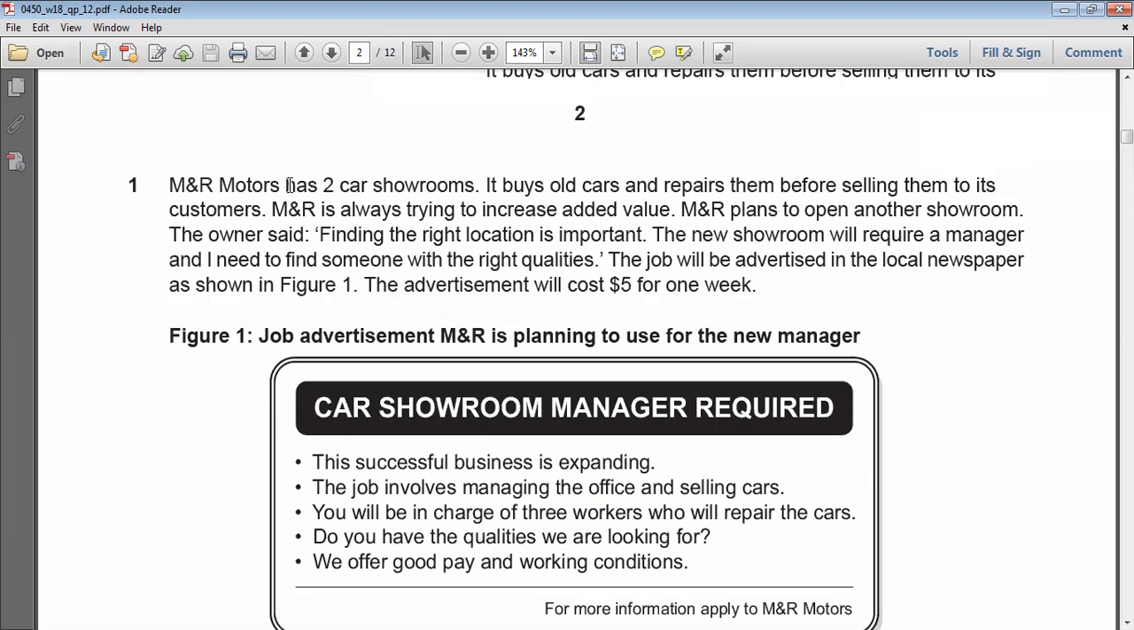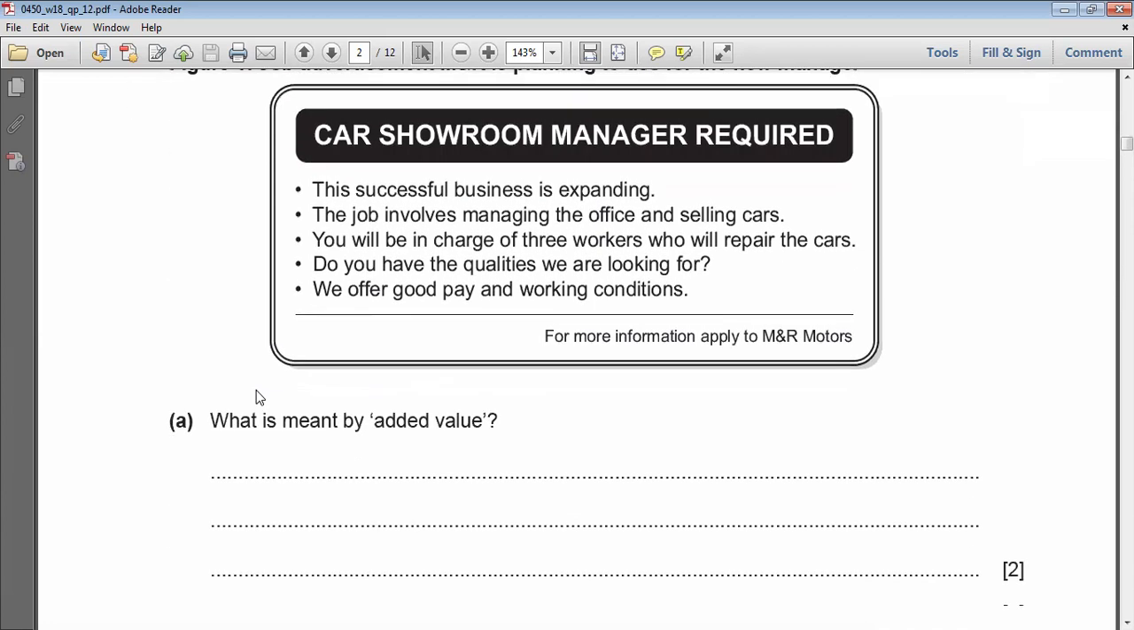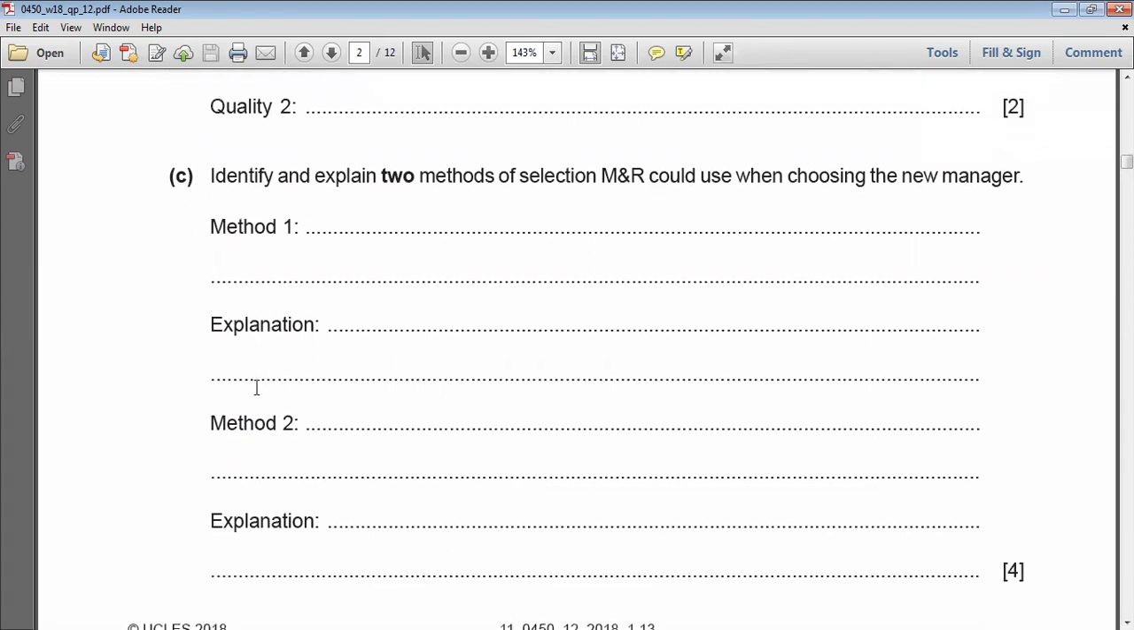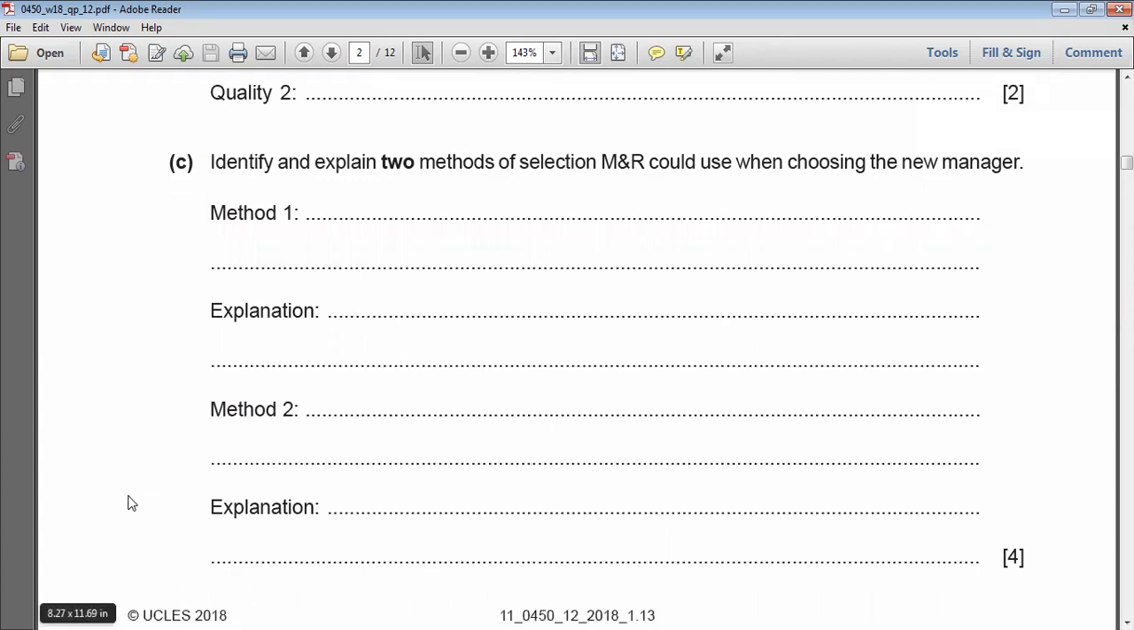Perhaps you want to show that you understand that they are a car showroom, or something else that you know about the business. That's what we call context. Without that, your explanation will not receive a mark. That's the requirement for this explanation part.